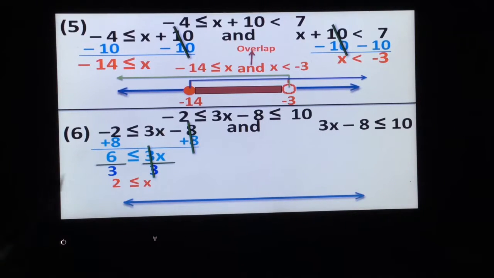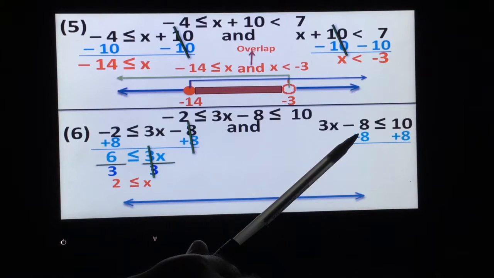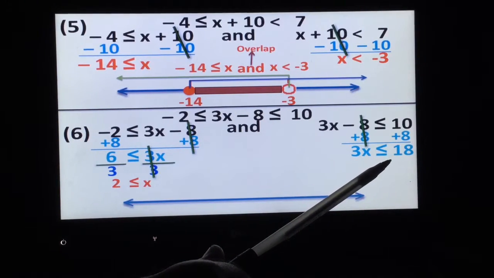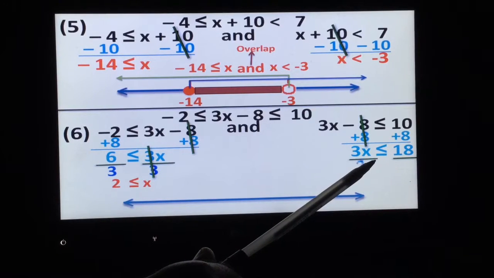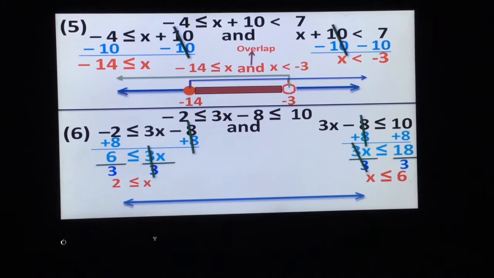Now on the other side, you're going to also have to add 8 to both sides. The 8's cancel on the left, and then you wind up getting 3x is less than or equal to 18. Then we go ahead and divide by 3 on both sides again. The 3's cancel over here, and then you get x is less than or equal to 6.